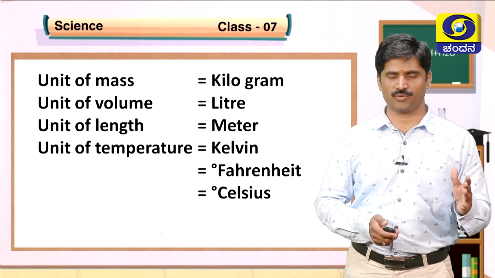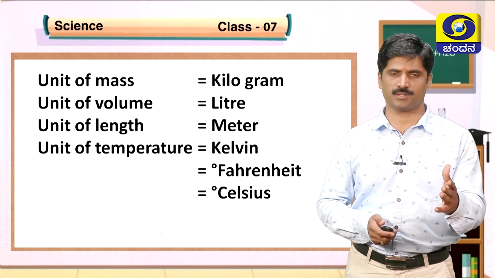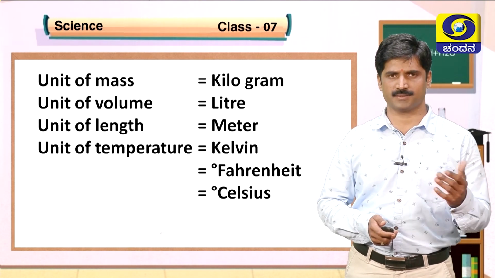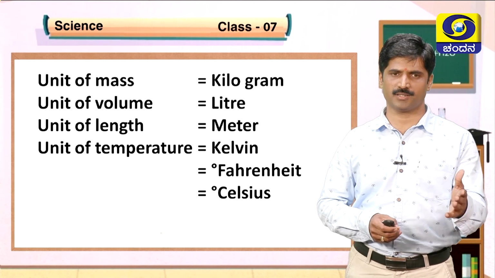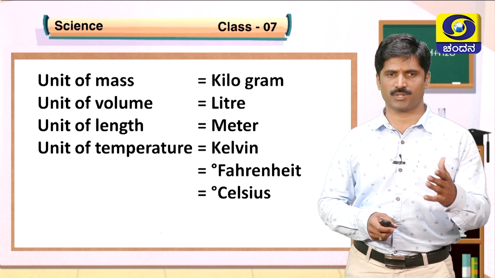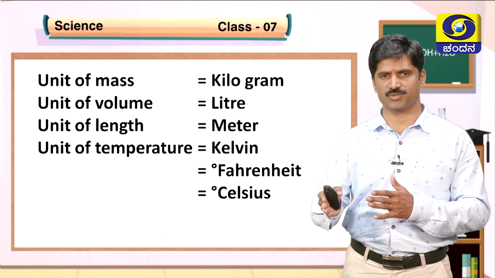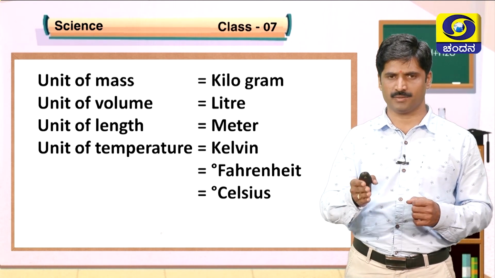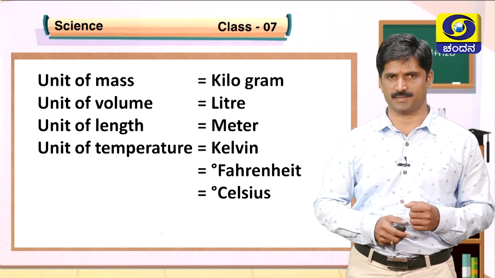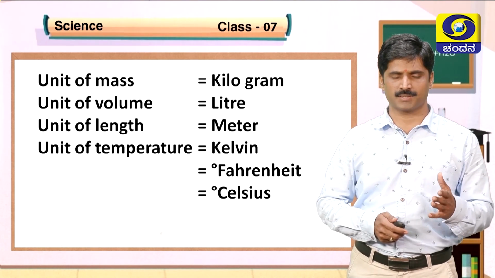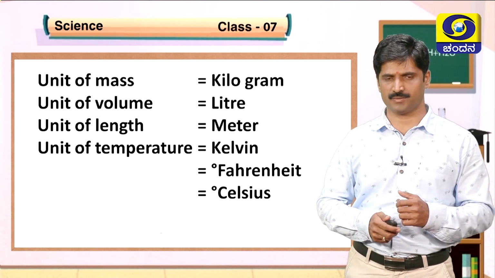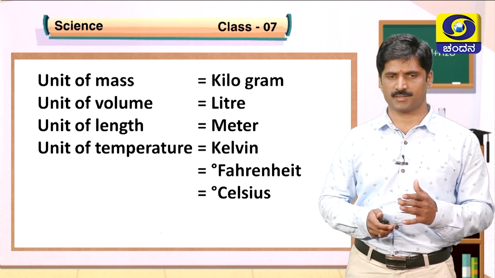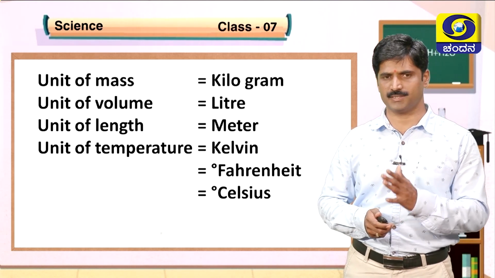You know the unit of mass is the kilogram. If you go to the shop, you may buy rice or sugar in terms of kilograms. You buy milk in terms of liters. If you go to the cloth shop, you buy cloth in terms of meters. Similarly, units of temperature are Kelvin, degree Fahrenheit and degree Celsius. Kelvin is the international standard unit of temperature. Degree Fahrenheit was widely used in earlier days. Nowadays, more conveniently, degree Celsius is used.